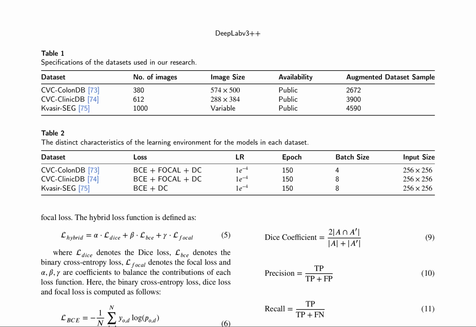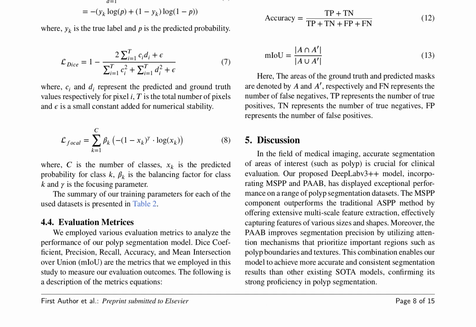The focal loss, in particular, addresses class imbalance issues through the balancing factor beta k and focusing parameter gamma, as computed in equation 8. The authors evaluate the performance of their polyp segmentation model using a range of metrics, including dice coefficient, precision, recall, accuracy, and mean intersection over union, MIOU, with equations presented in equations 9 to 13.